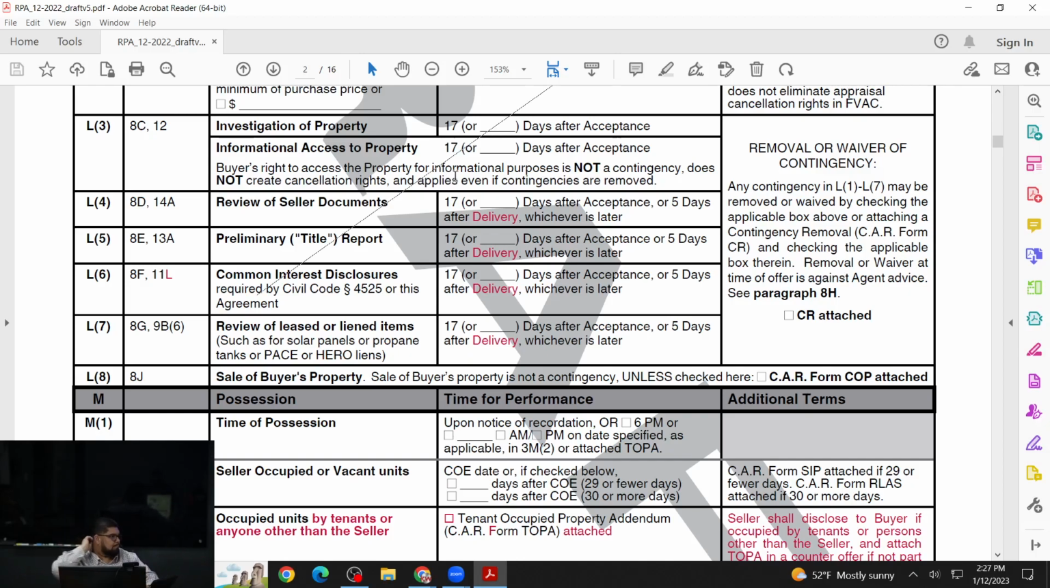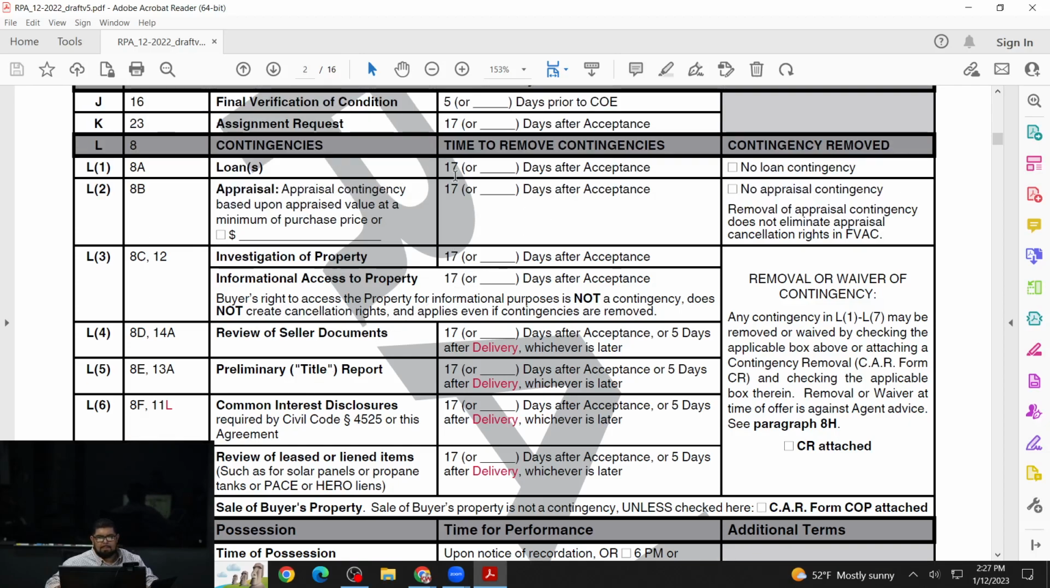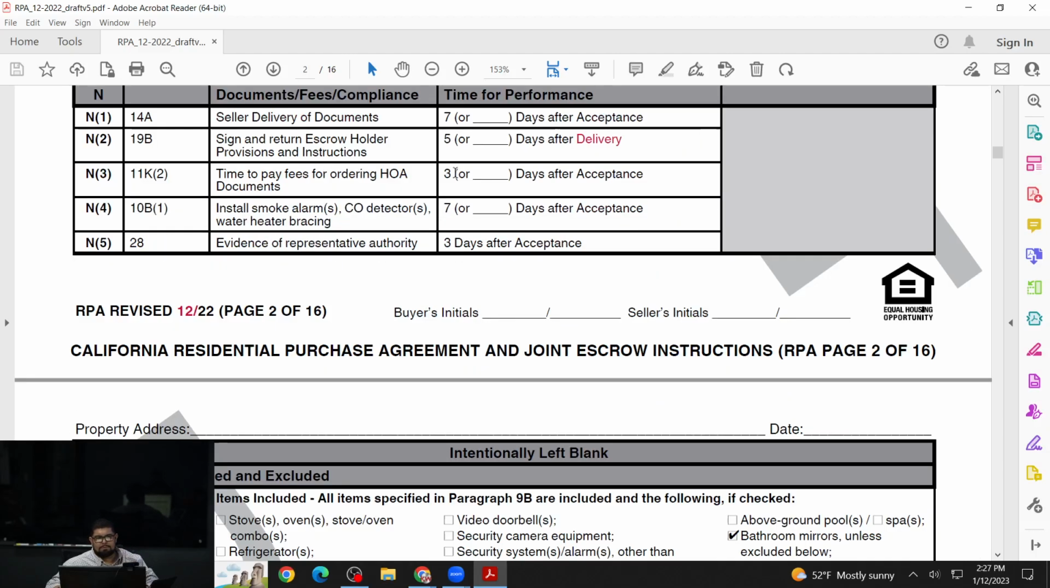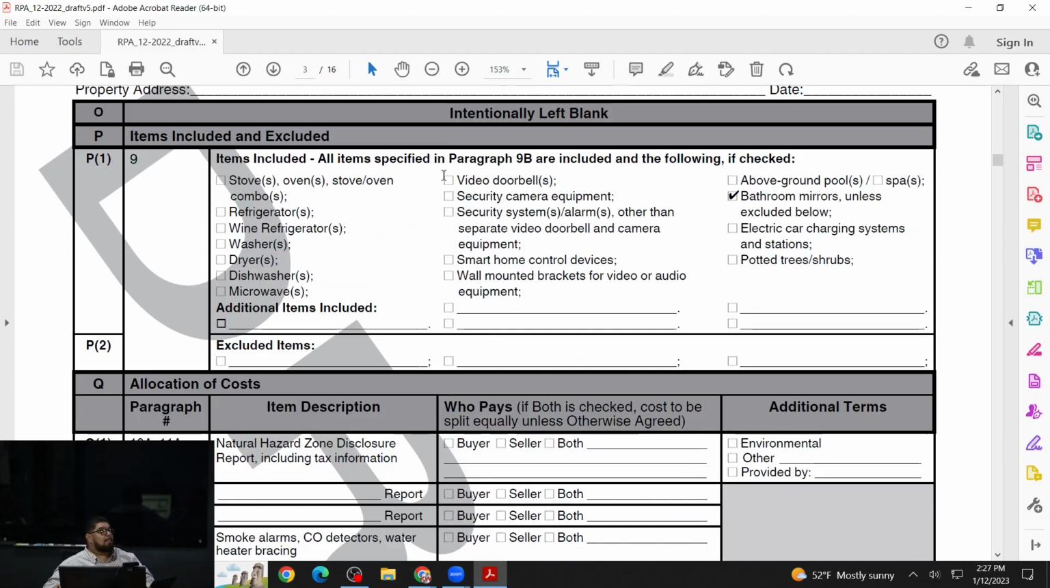Go ahead. Quick one. If it's cash in L1 and 2, do you check the no loan contingency and no appraisal contingency boxes? Yep, absolutely. Hey George, maybe off track, but where do you put in not off-market deals, but like seller financing and that type of thing?